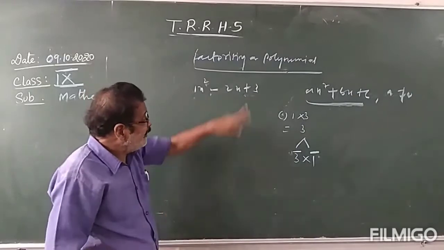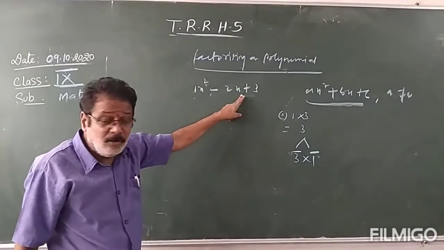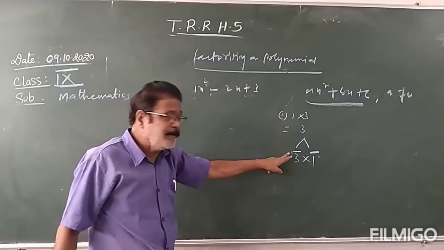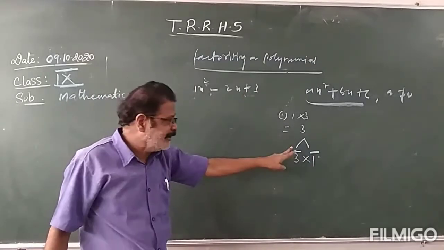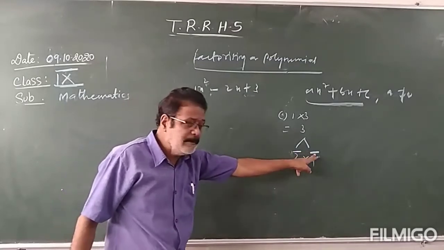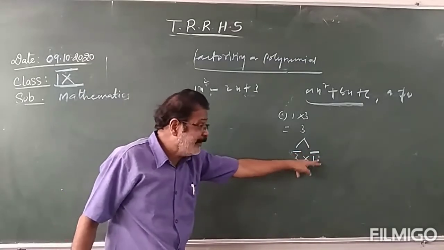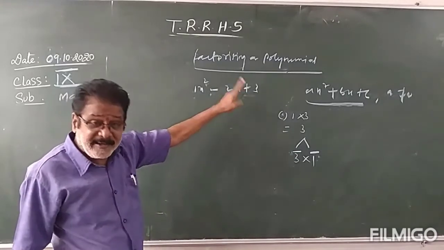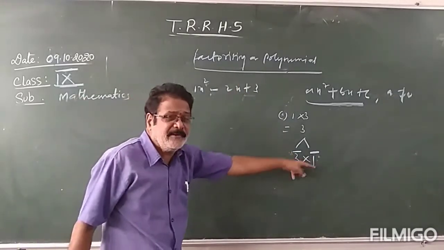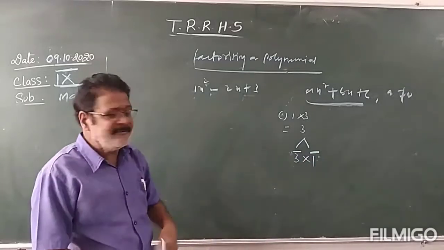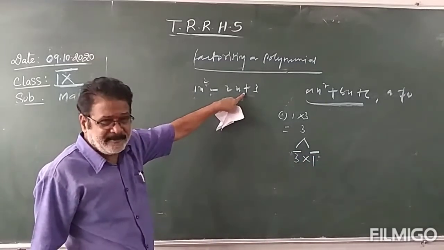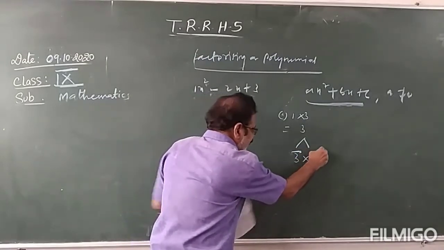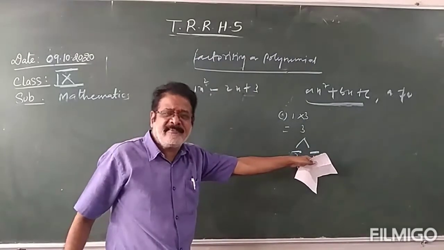If the constant sign is negative, what will we do? Give the opposite sign of the greater factor. If the greater factor is minus, this will be plus. If it is plus, it is minus. When the constant is negative, allot the opposite signs. If the constant is plus, whatever sign is allotted to the greater factor, allot the same sign to this also.